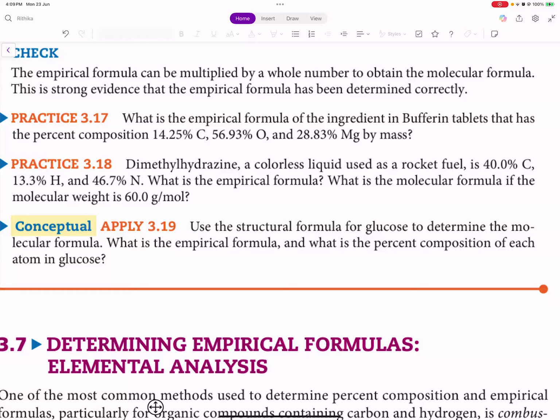Okay, then 3.18. One second, sir. So what's the molar mass? Molar mass for what? So I don't have to calculate the multiple for this? No, you don't have to. They have just asked for the empirical formula for 3.17. When they ask for the molecular formula, then we need the multiple, right? Yes, sir.